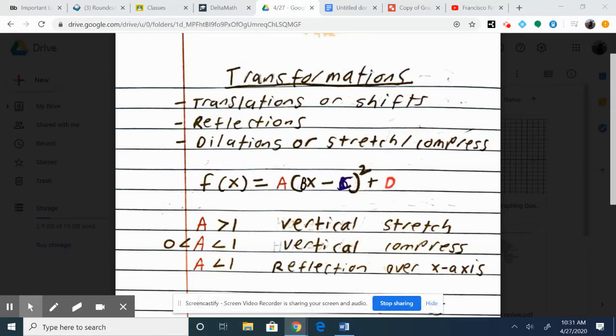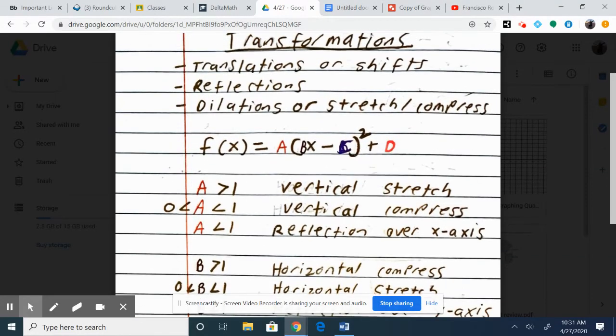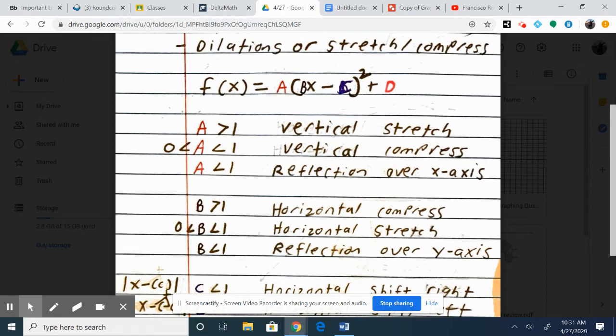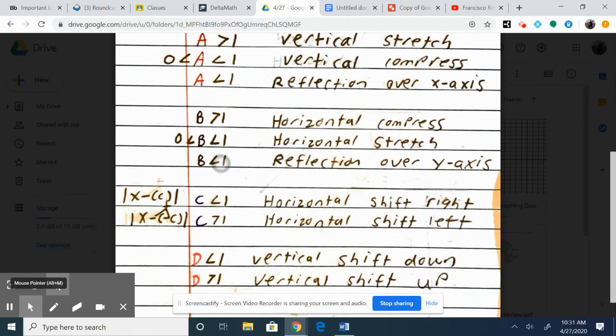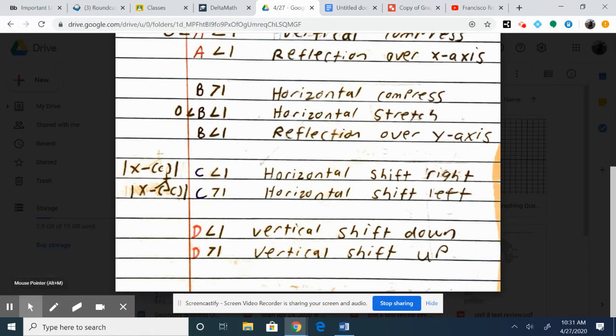All right, guys. So last week we were talking about transforming our quadratic equations. And we only really dealt with the number on the inside, which is C, and the number on the outside, which is D. And if you remember, C had to do with whether we were going to do a horizontal shift to the right or to the left, and D was going to be vertical shifts, whether it was going to be up or down.